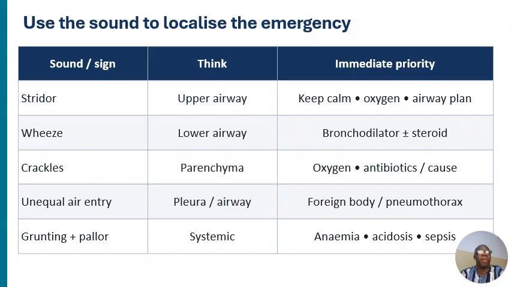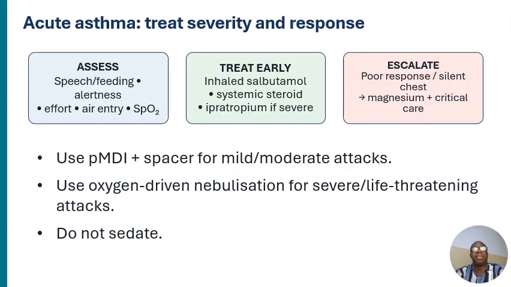Grunting with marked pallor may be systemic rather than a primary pulmonary condition. Severe anemia, acidosis, or sepsis can produce respiratory distress. Okay, the lesson is to interpret the sound together with perfusion, pallor, fever, cardiac signs, and overall ABCDE assessment. Let us apply those sound patterns first to acute asthma as we look through this slide.